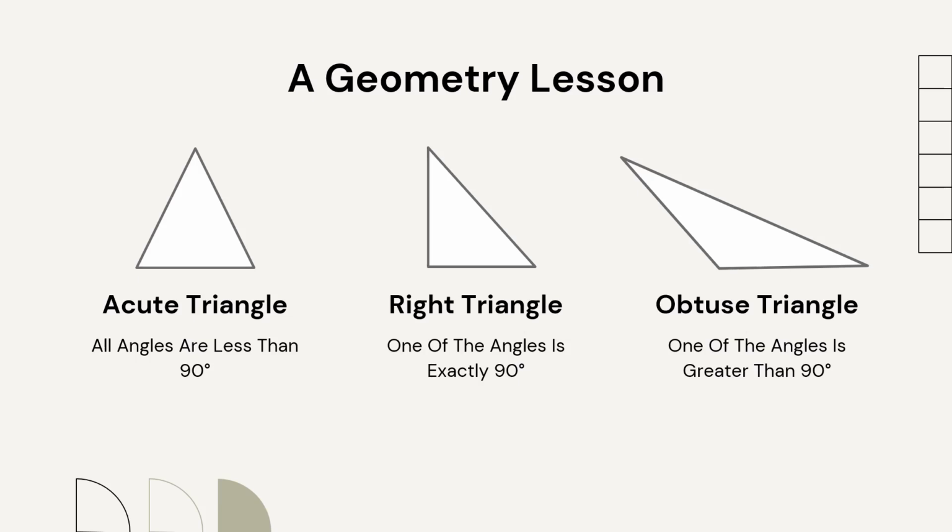We have an acute triangle, where all the angles of the triangle are less than 90 degrees. We have a right triangle, in which one of the angles is exactly 90 degrees. And we have an obtuse triangle, where one of the angles in the triangle is greater than 90 degrees. So you may be asking yourself, what the heck does this have to do with basketball officiating and refereeing the defense? Well, I'm glad you asked.